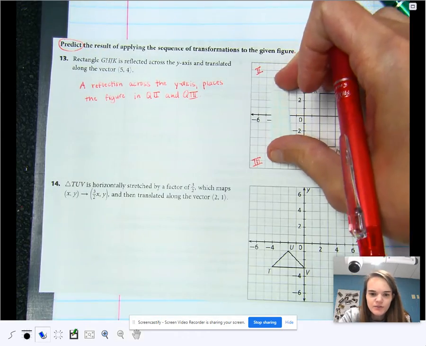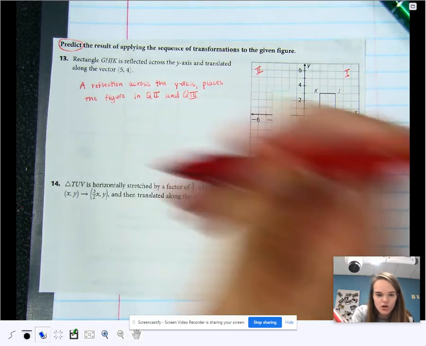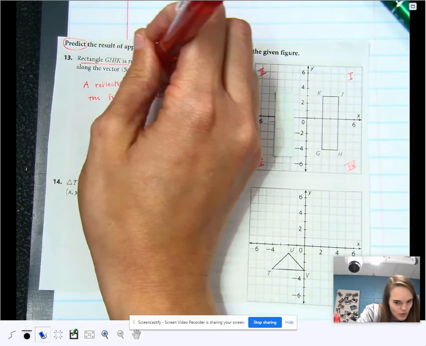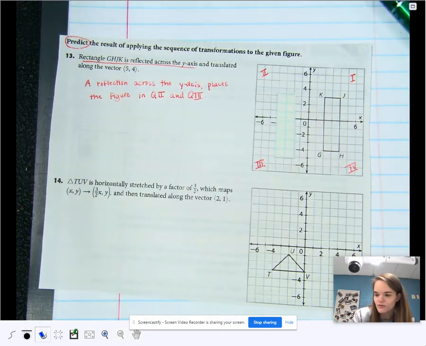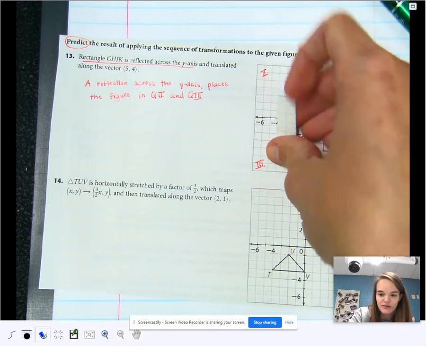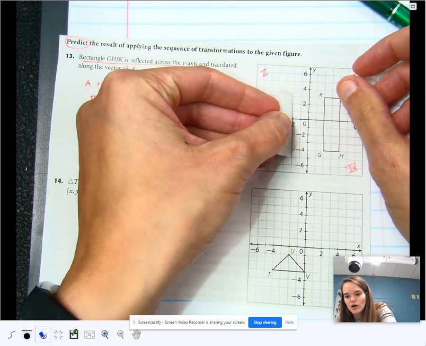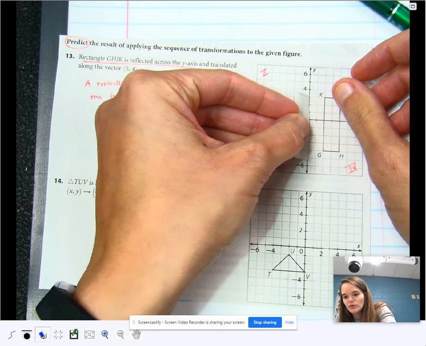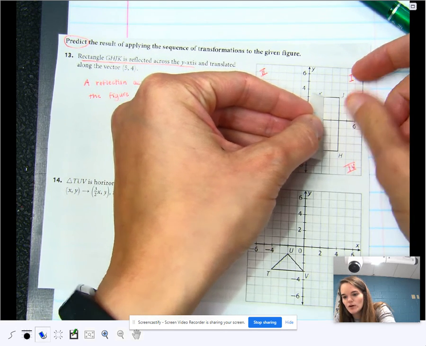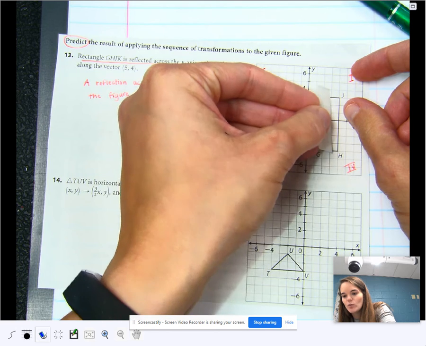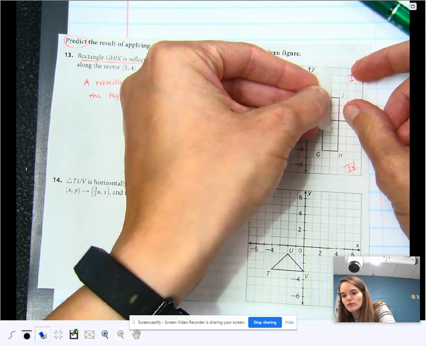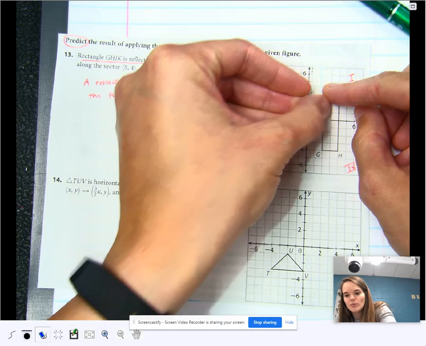Okay, now it says, how about translated along the vector 5, 4? Well, that means we go right 5 and up 4. So I'm going to move this over 1, 2, 3, 4, 5, and then up 1, 2, 3, 4. And it's going to be right there.